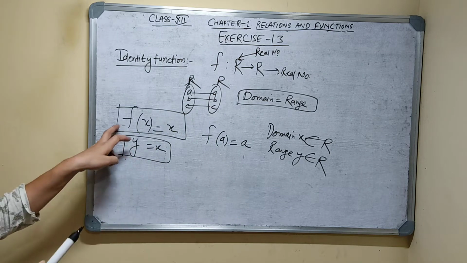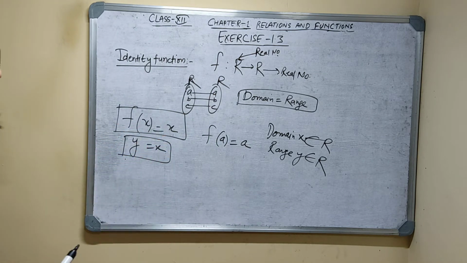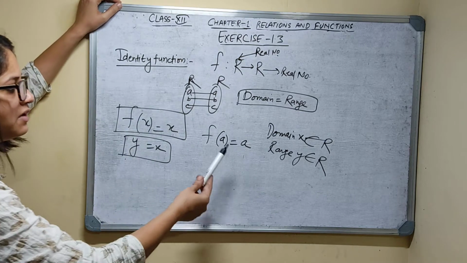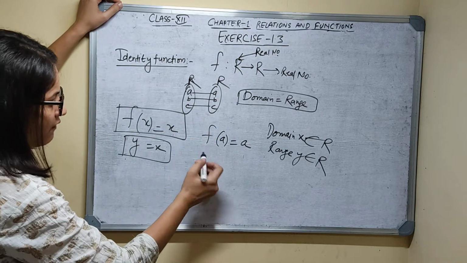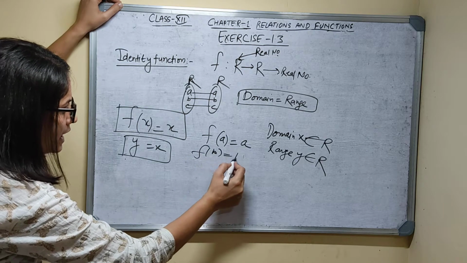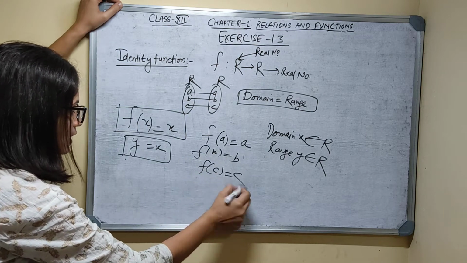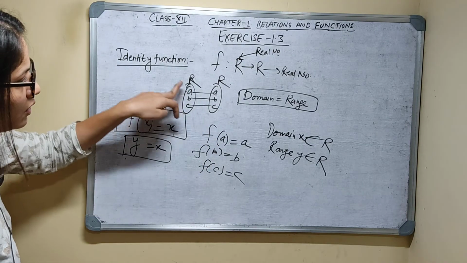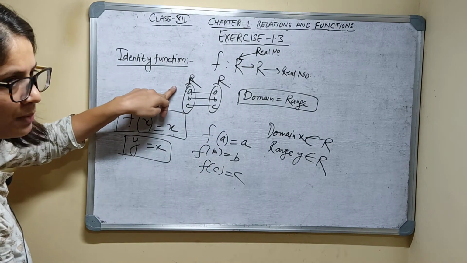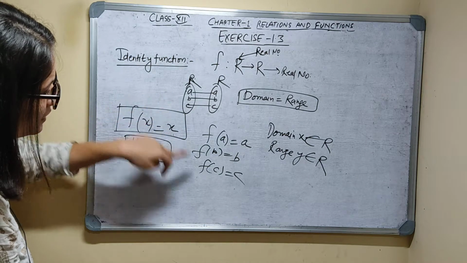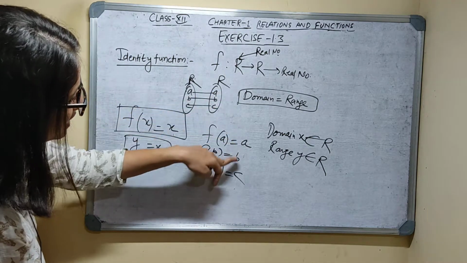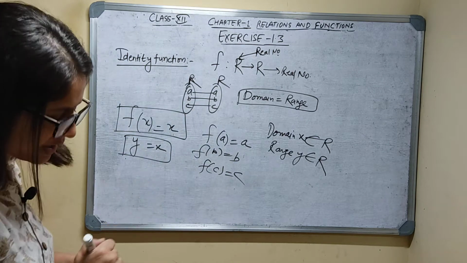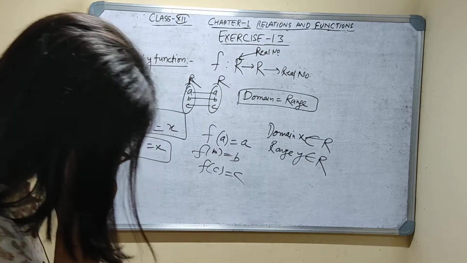So I can write f of x is equal to x, because elements are same. So y is equal to x. It means f of A is equal to A, f of B is equal to B, and f of C is equal to C. So domain here, x means A belongs to this domain, B belongs to this domain, C belongs to this domain, and these A, B, C belong to this codomain, that is R. Is it clear?